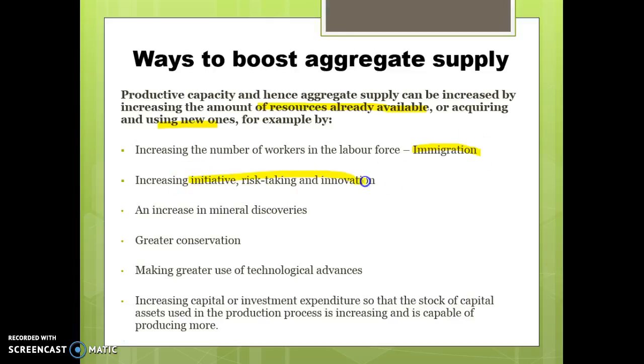Trying to encourage businesses to increase their initiative and take risks. Discovering new minerals will help us to get access to greater natural resources. Greater conservation, so we don't use up all our resources in the short term, which can affect our prosperity in the long term. Using technology better or creating technological advances. Increase capital or investment expenditure, so we can boost our capital potential. All of these are examples of supply side policies that are going to boost aggregate supply in the long term.